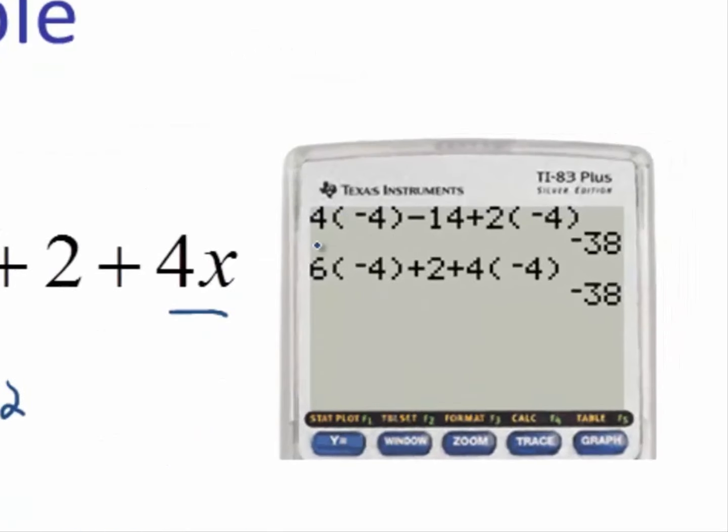So for this expression, this is going to be 4 times negative 4 minus 14 plus 2 times negative 4. That gives us negative 38. For the right-hand side, 6 times negative 4 plus 2 plus 4 times negative 4 is negative 38. The left-hand side equals the right-hand side. Therefore, negative 4 is the solution.